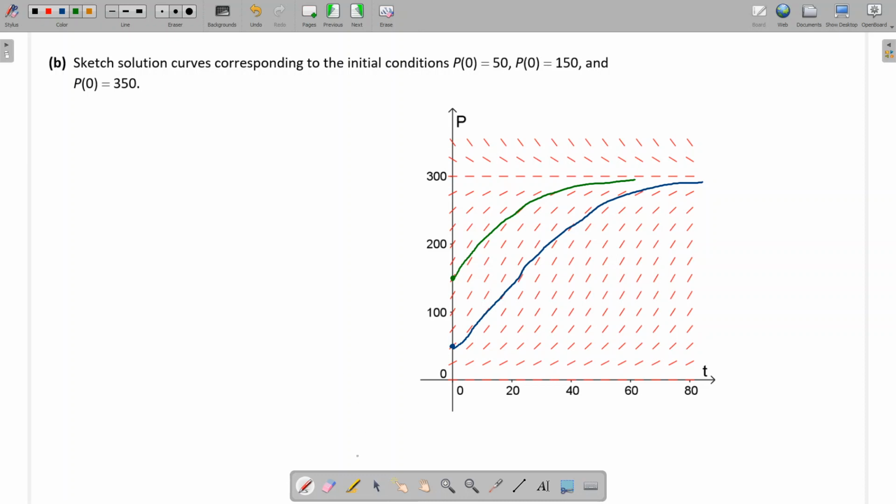Okay, but what if the initial value was 350? We'll do that with black, I guess. So 350 is here, and you can see that that actually takes us back down again to the same place. So all paths seem to lead to this 300. If you start anything above 0, it's going to eventually take you to the 300, and if you're above 300, it brings you back down.